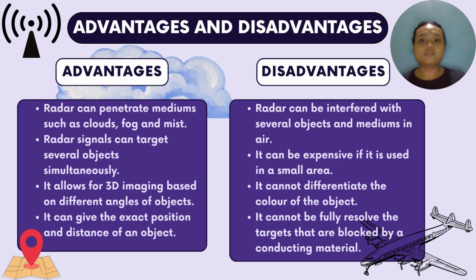It also cannot differentiate the color of the object, which is why sometimes it will show black and white color only. Lastly, it cannot fully resolve the targets that are blocked by a conducting material because it will be difficult for it to obtain the data regarding the target.